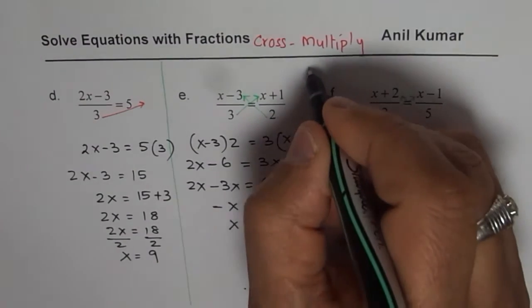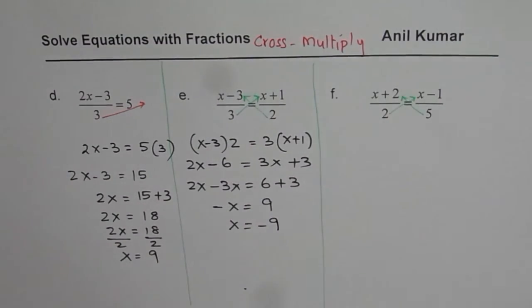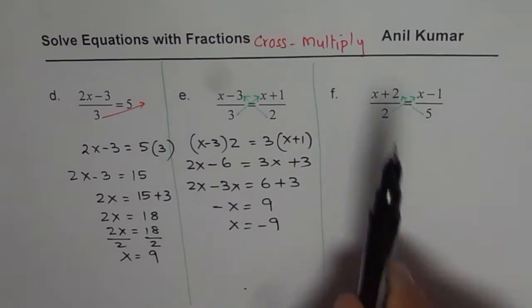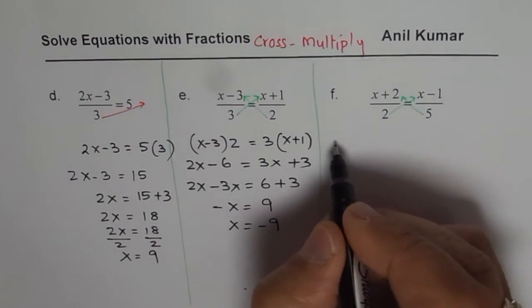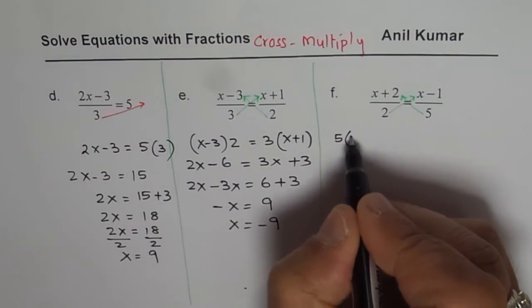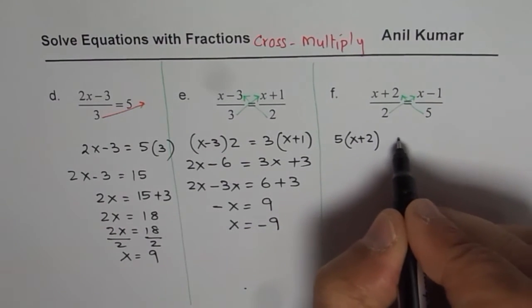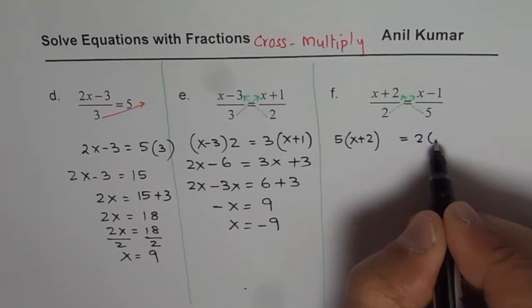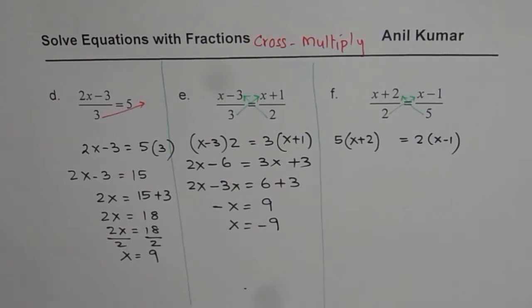So as I said, when you cross multiply, you could write this number before or after. It is the same thing. Let's write it before this time. So 5 times (x plus 2) equals 2 times (x minus 1). This is the first step, cross multiply, right?